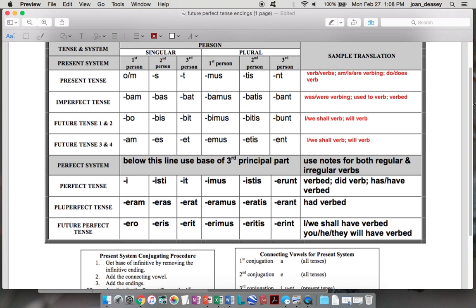Now we move to the imperfect tense, which goes to the tune of John Jacob Jingleheimer Schmidt and sounds like this.